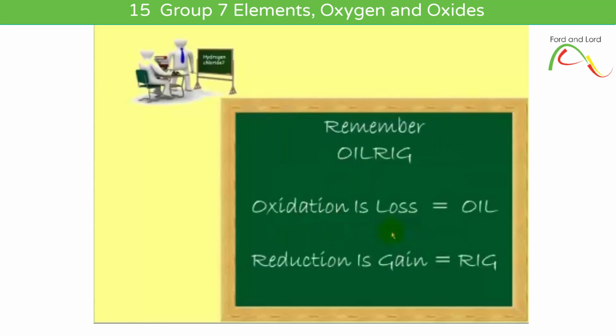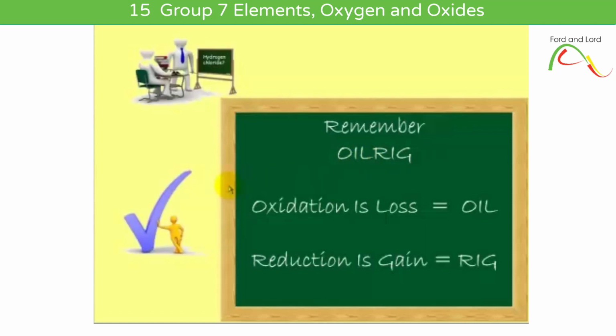Now this is known as OIL RIG. This is a way of remembering it. Oxidation is loss of electrons, OIL. Reduction is gain of electrons, RIG. Okay, that's where OIL RIG comes from. So just remember these 6 letters here, OIL RIG. Oxidation is loss, reduction is gain. Got it? I hope so.